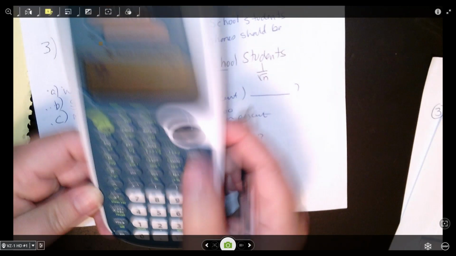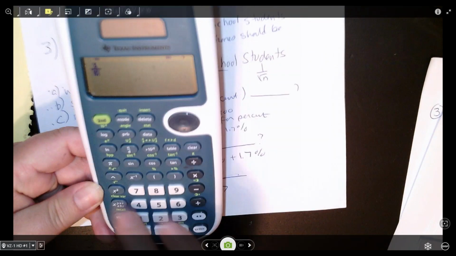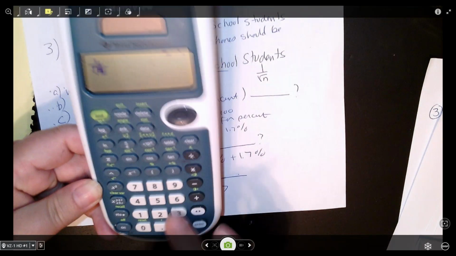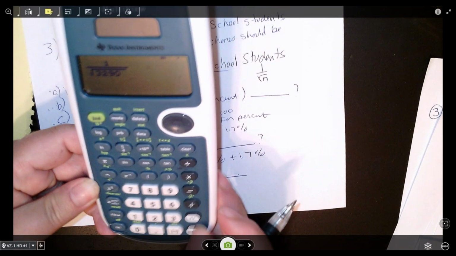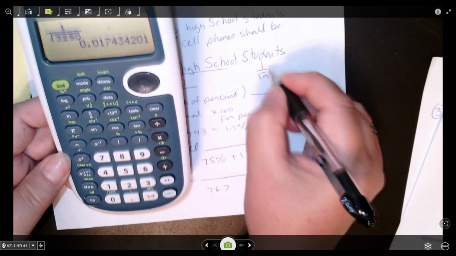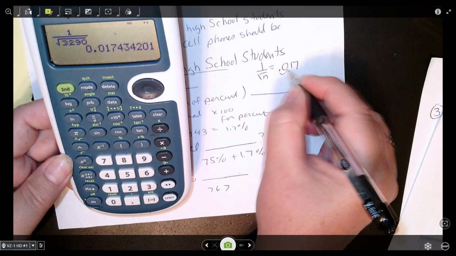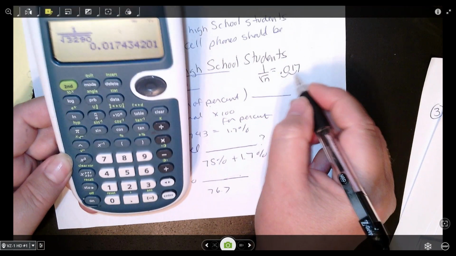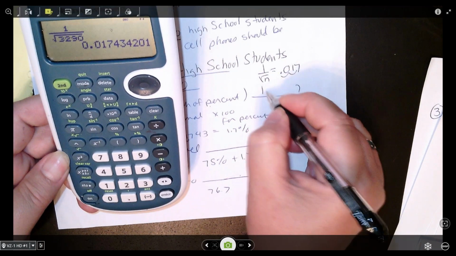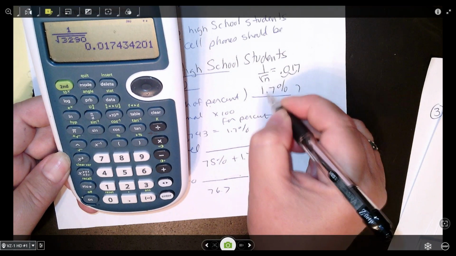1 over the square root. Make sure you get your square root button. Practice it in your calculator. Enter. So this is it before you make it a fraction or a percent. This is a decimal.